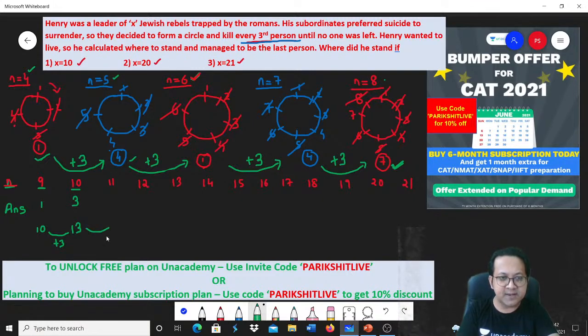Next, 13 plus 3. How much should have been your answer? 16. But there are no 16 people. There are only 11 people. Divide your answer again. 16 by 11. What's your answer? 5. Next, 16. Are you getting it? I hope you are getting it. Do you follow the logic?